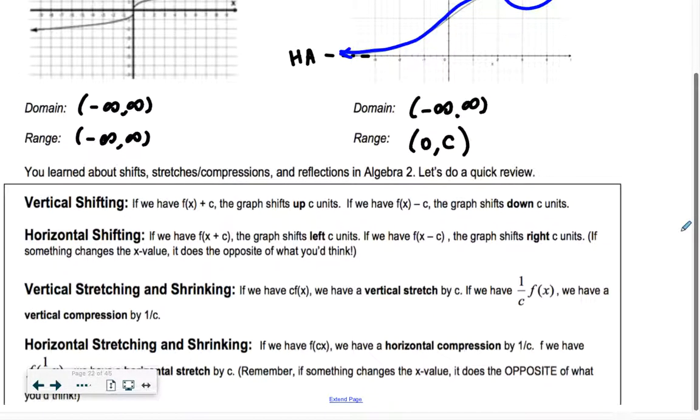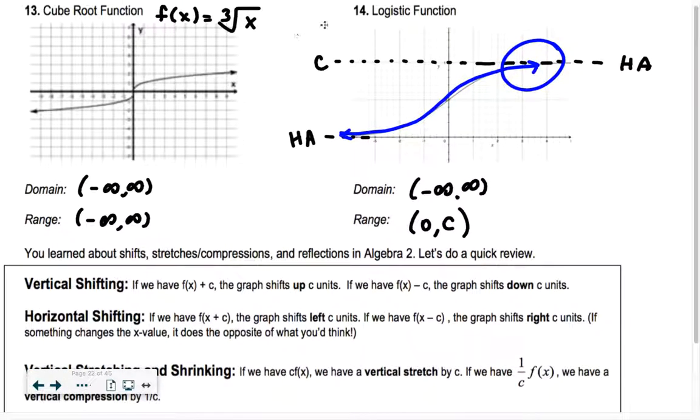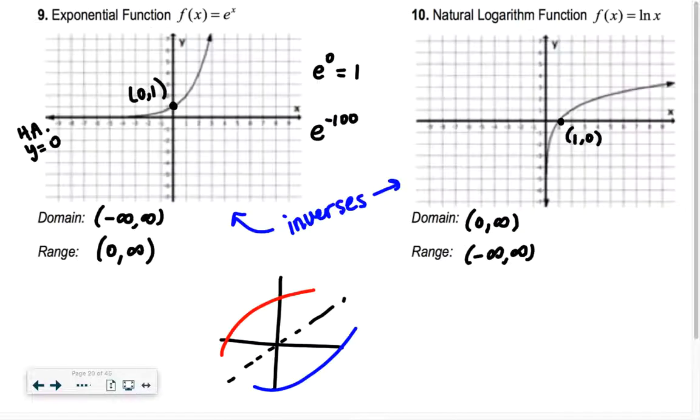All right, so it says you've learned about shifts, stretches, compressions, and reflections in Algebra 2. So let's do a quick review. So when I talk about the different parent functions that you're going to need to know what they look like, I think that it's fine that you don't know a logistic. I think you should probably know the cube root function. Other ones that you should probably know, I would know a basic shape for an exponential and a basic shape for a log function.